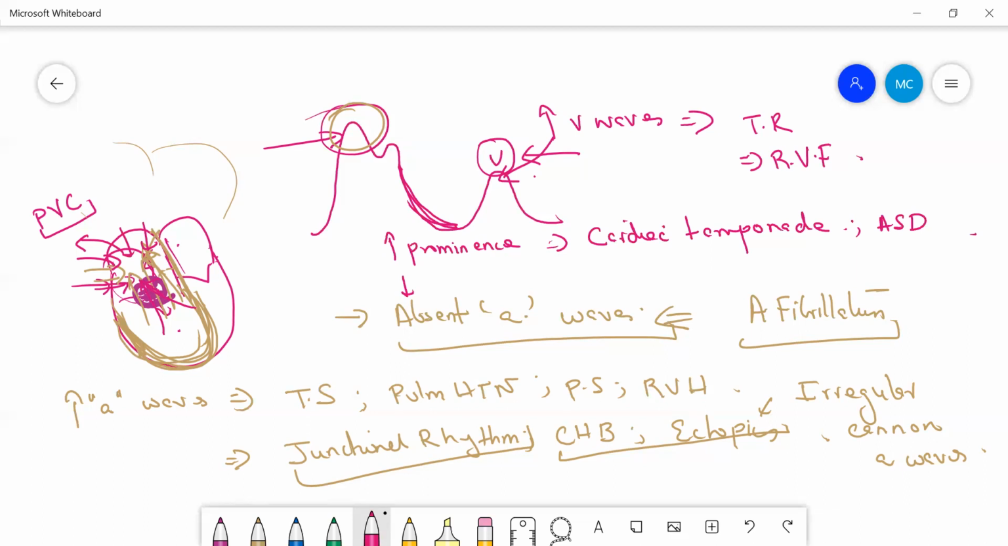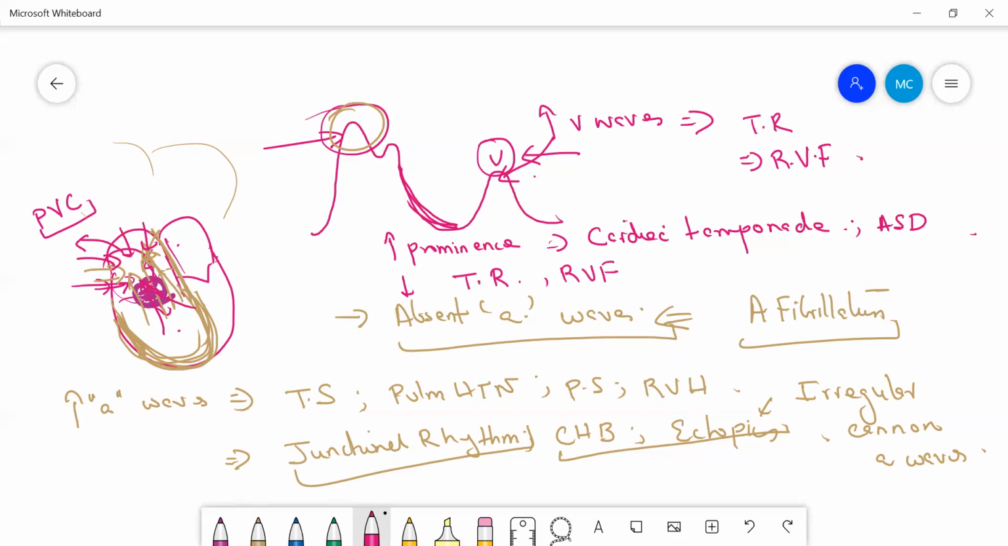And decreased prominence is mainly due to tricuspid regurgitation and right ventricular failure, which are responsible for decreased prominence of the X wave. These are mainly the abnormalities.